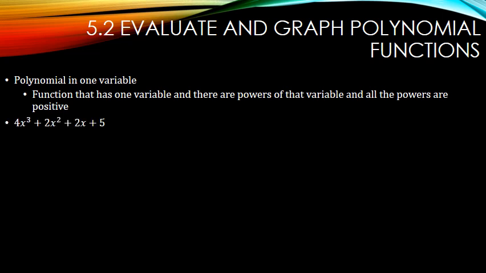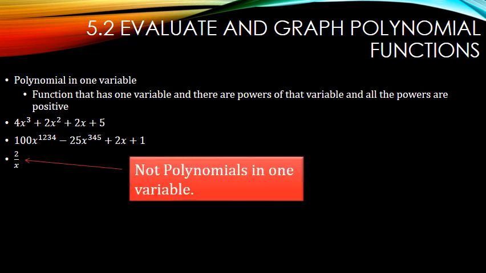For example, this is a polynomial in one variable. One variable is x, and there are various exponents, positive exponents, on the x's. This is also a polynomial in one variable. The only variable is x, and all the exponents are positive. This is not a polynomial in one variable. It does only have one variable, but the exponent on the x, if we wrote it in a single line, would be -1. This is also not a polynomial in one variable because there are two variables, x and y.